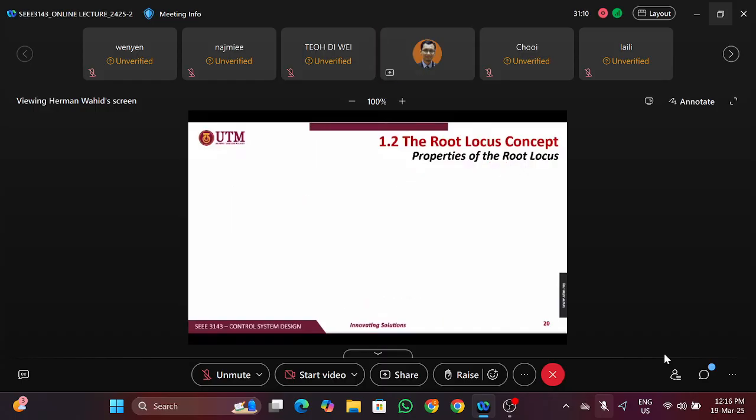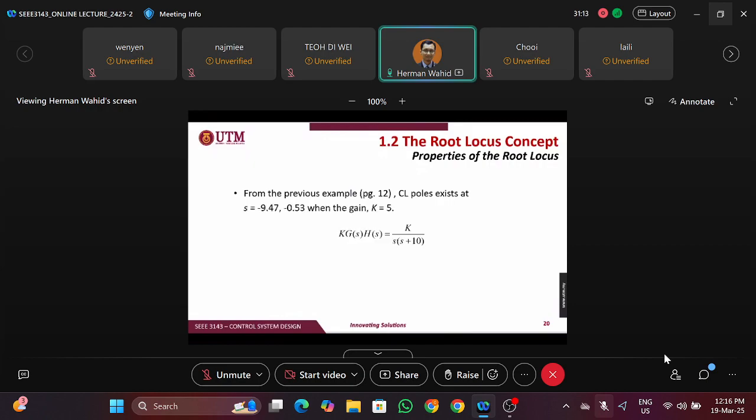Still using the previous example, this value is actually taken from the table. When K is equal to 5, we found that the closed loop poles are -9.47 and -0.53. This is from the previous table on page 12. Now we want to test whether this pole really fulfills the magnitude and angle criteria.